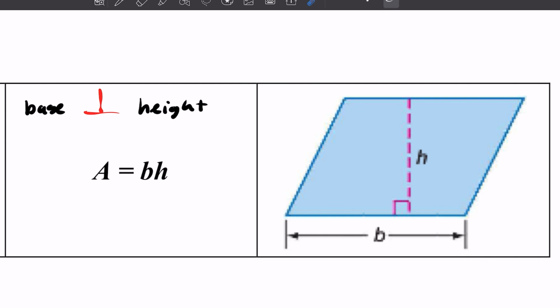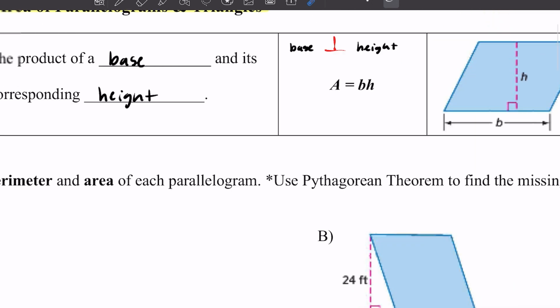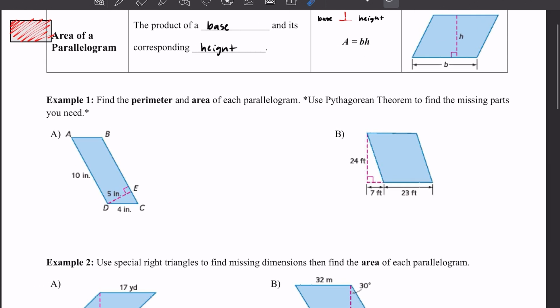So this is the base of the parallelogram, and perpendicular to that is the height. It has that little upside down T that you can see, right? So this is the base, this is the height. The height will never be slanted. It's always going to be a straight line. Yes? So they're perpendicular to each other, so it's easy to figure out what's the base and the height. Okay? So let's go ahead and take a look at example number 1.